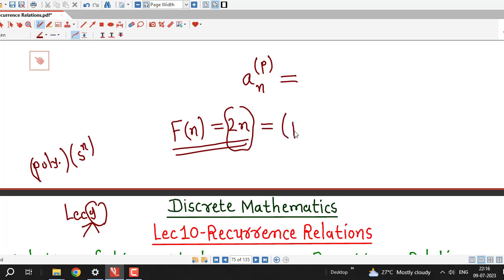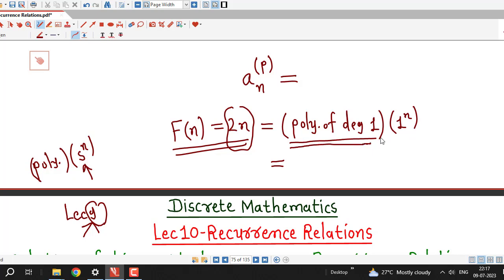So here we can see I have a polynomial of first degree, or polynomial of degree 1, and there is no s raised to n multiplied here, so I can consider s equal to 1. So I have the product of a polynomial of first degree and s is 1. Now after that I will check whether this value of s is a root of the characteristic equation or not.